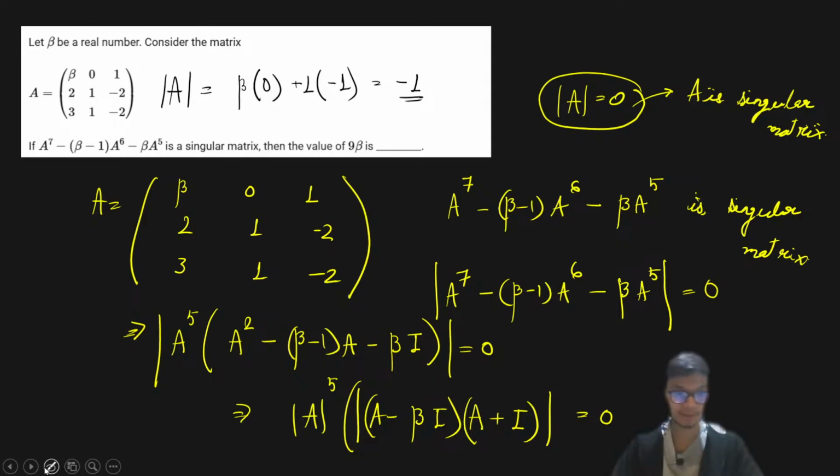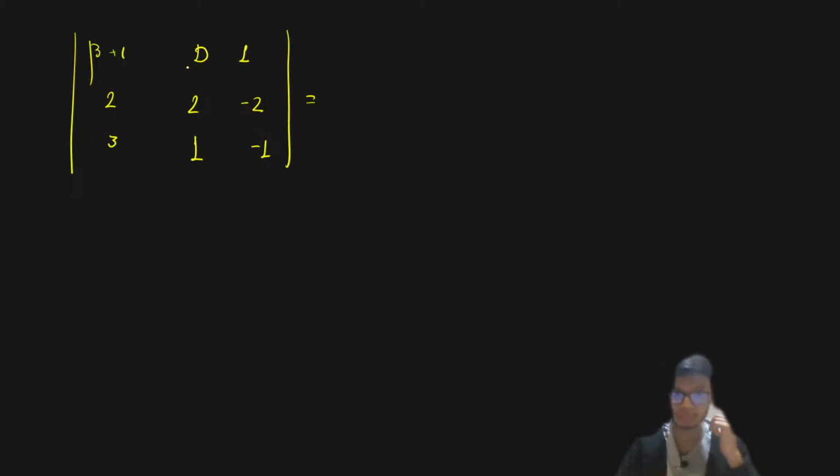From this expression, you're going to get the matrix A plus the identity matrix, and let's find the determinant of that. I'll solve it on the next page. It is going to be the matrix with rows β + 1, 0, 1, then 2, 2, and minus 2, 3, sorry, this will be 1 over here, and this will be minus 1. If you find it out, this determinant is just equal to minus 4.